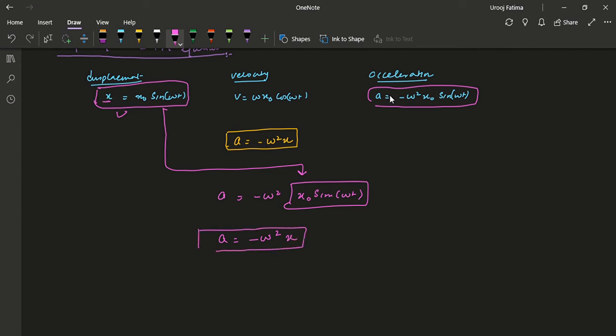That's the proof of our S.H.M equation that we learned in the first place, which says that acceleration is directly proportional to the displacement, and it is always directed in the opposite direction to the displacement, or directed towards the equilibrium point.